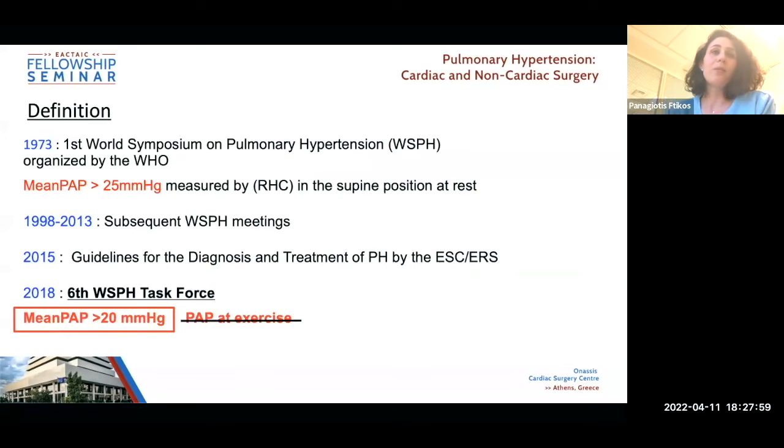Now, although pulmonary hypertension has been defined as an elevation in mean pulmonary artery pressure above 25 millimeters of mercury, over the passing years, the 6th World Symposium for Pulmonary Hypertension in 2018 updated this definition, and it defined it as an elevation of mean pulmonary artery pressure above 20 millimeters of mercury.